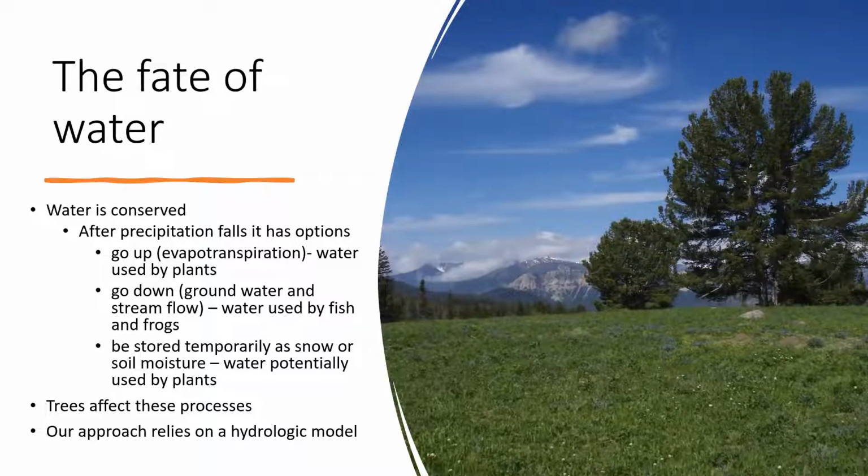Also, water can be stored temporarily as snow and soil moisture, and of course the soil moisture is what's potentially available for plants later in the growing season. So trees affect all of these processes, which is why we chose to use a model of hydrology that allows us to incorporate the effects of vegetation.